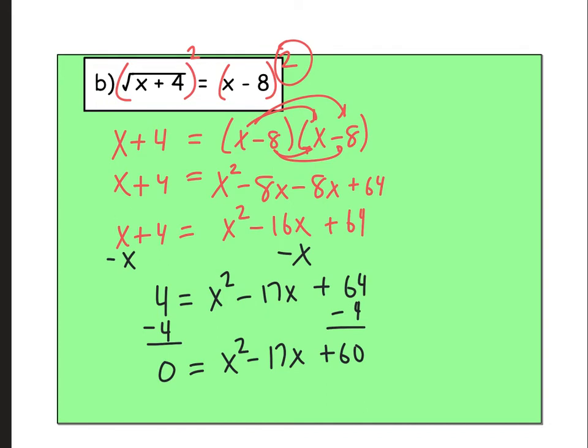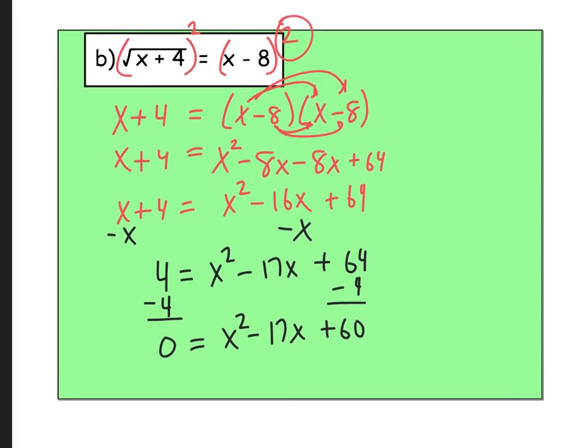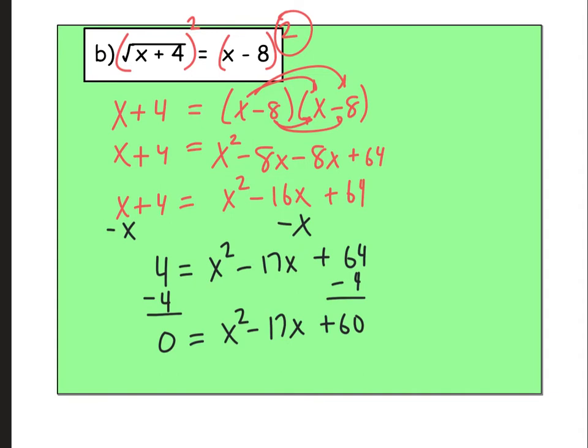Okay, so I got the equation set equal to 0. We have 0 equals x squared minus 17x plus 60. I'm going to hope that it's factorable because the quadratic formula would always take a little longer. So let's see. Factors of 60, right, that add up to negative 17. I think we could go with x minus 12 and x minus 5.